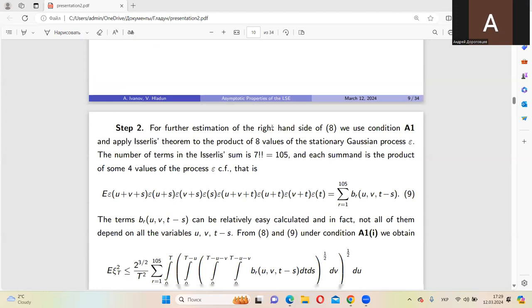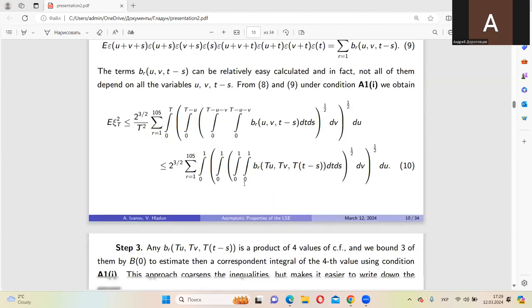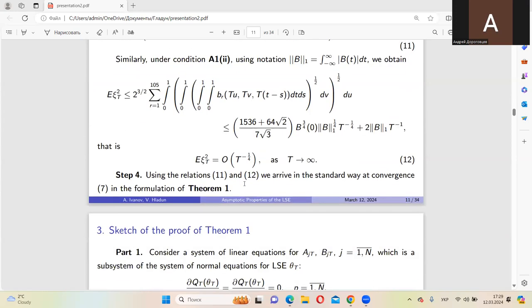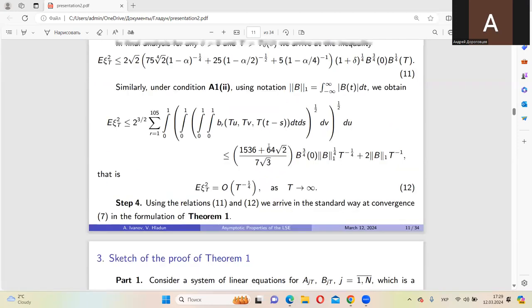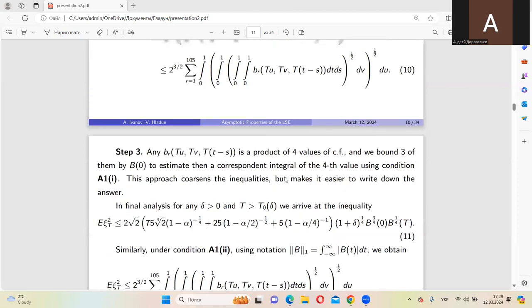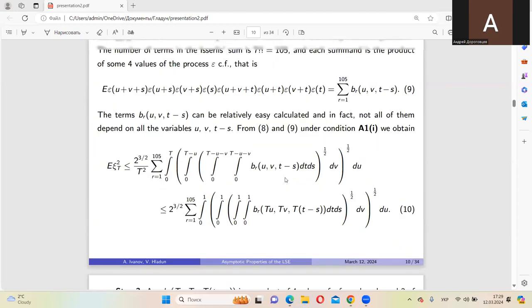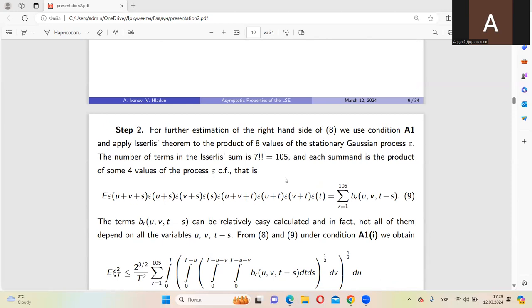Vladimir, before we go to the next theorem, let me ask you about this Isserlis theorem again. Can you show us again the slide where you use it? You just get the expectation of the product of four jointly Gaussian random variables. So there is the Dynkin formula. I think that it is the same, no?